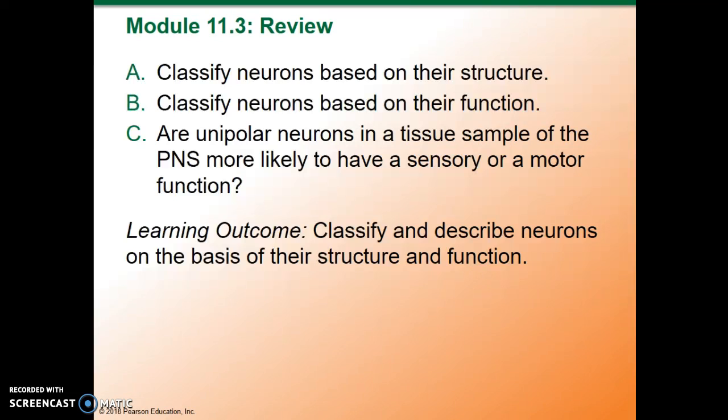So we had to learn how to classify neurons based on their structure. That would be anaxonic, bipolar, unipolar, and multipolar. And we classified neurons on their function. That would be sensory neurons, motor neurons, and interneurons. And are unipolar neurons in a tissue sample of the PNS more likely to have a sensory or a motor function? That would be sensory.